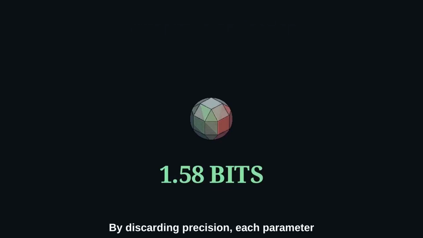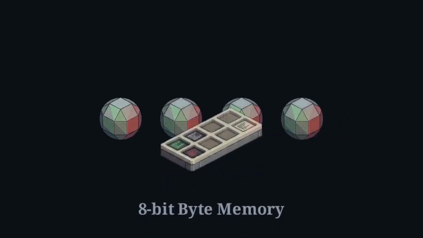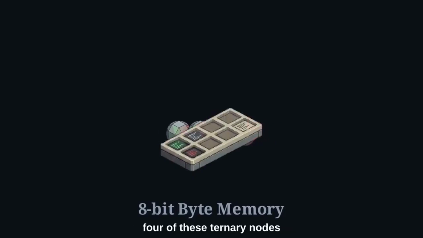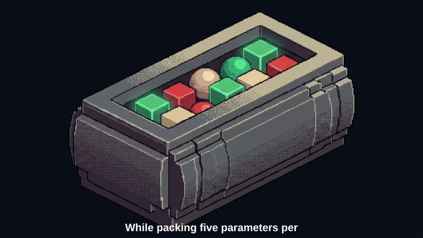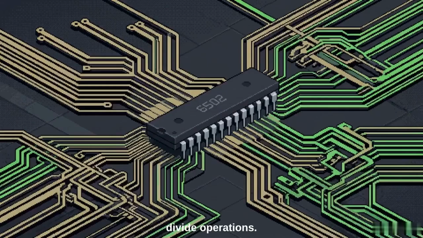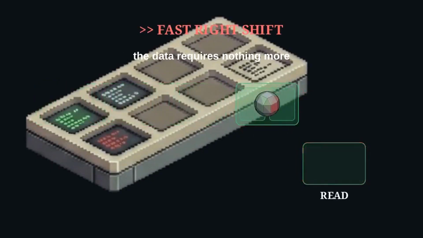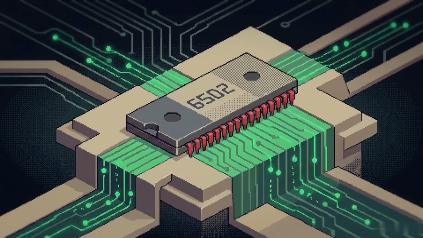By discarding precision, each parameter now requires a mere 1.58 bits of storage space. This compression lets us pack 4 of these ternary nodes seamlessly into a single 8-bit byte of memory. While packing 5 parameters per byte would technically be more efficient, extracting them on the 6502 processor requires repeated floor divide operations. Since the CPU lacks native division, the computational cost is far too high. At 4 parameters per byte, each value is assigned a neat 2-bit chunk, meaning unpacking the data requires nothing more than a fast right-shift operation.